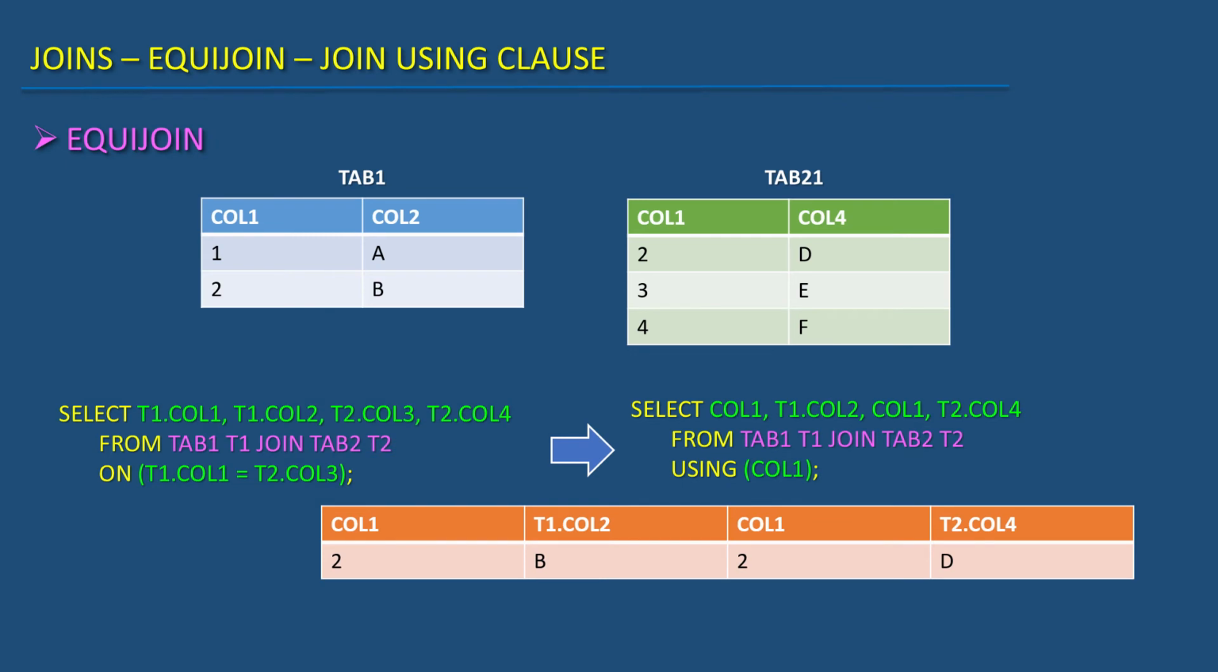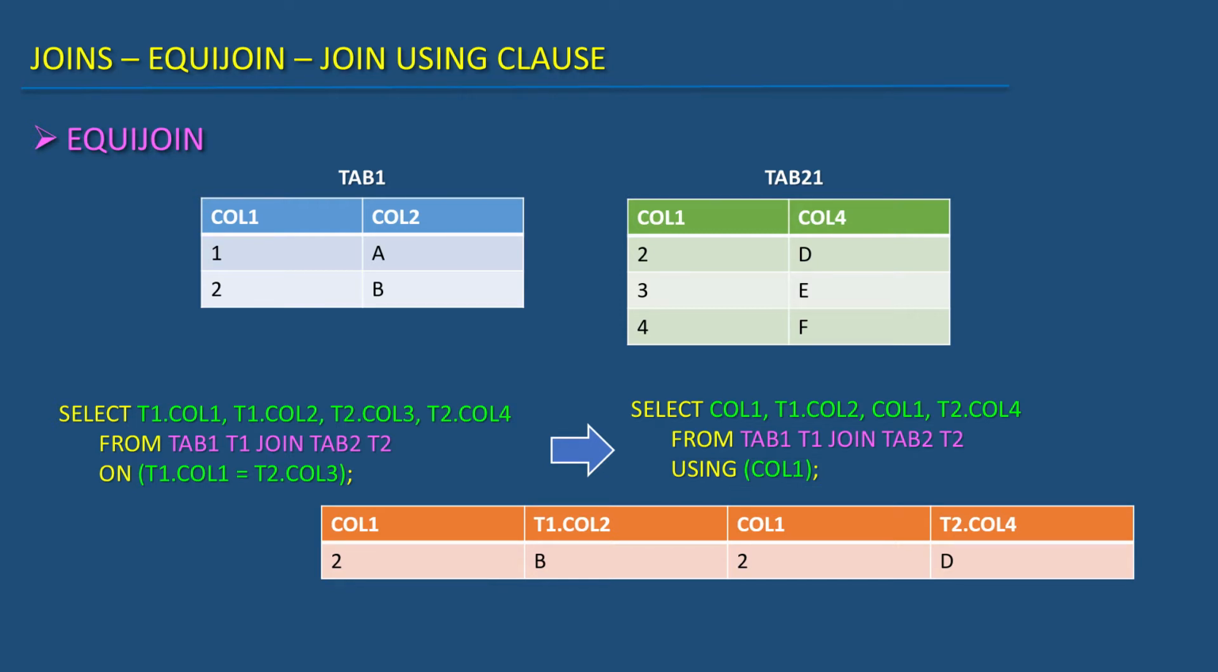What if I have columns with the same names in both the tables and I want to simplify my statement a little bit? Then I would use the join using clause. Instead of specifying the column names explicitly, I would do join using just col1.